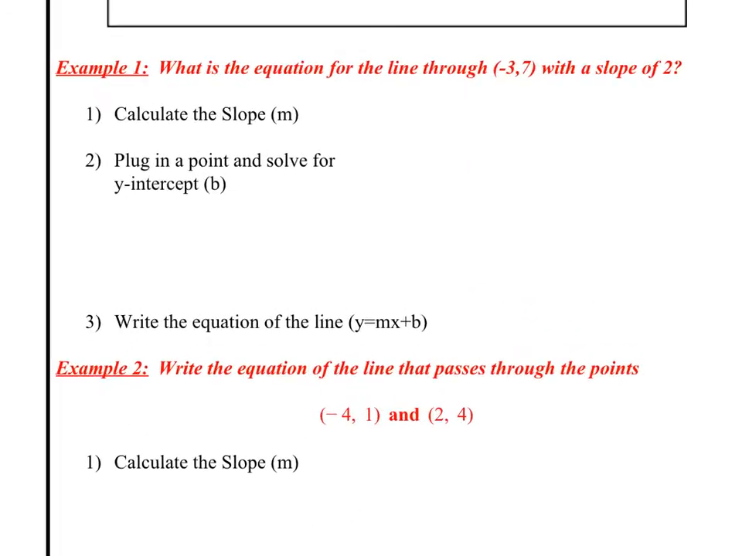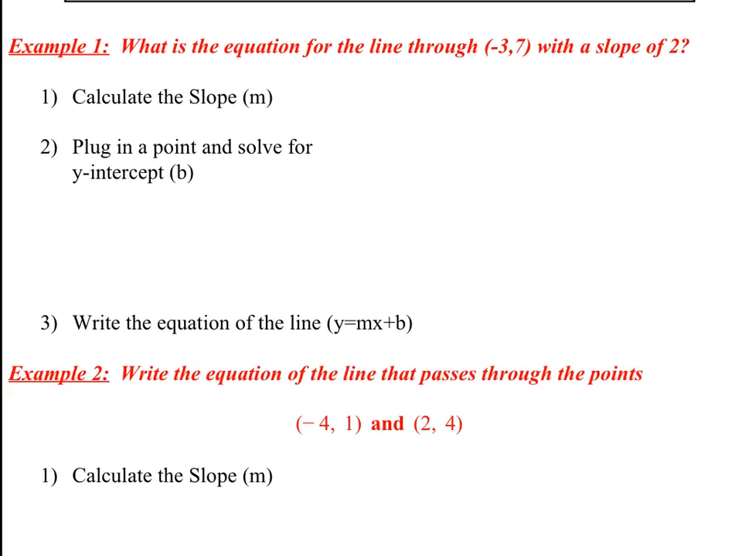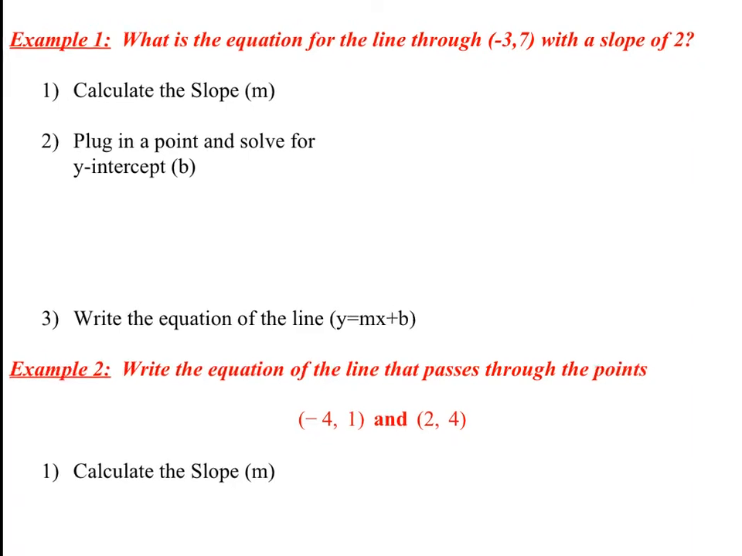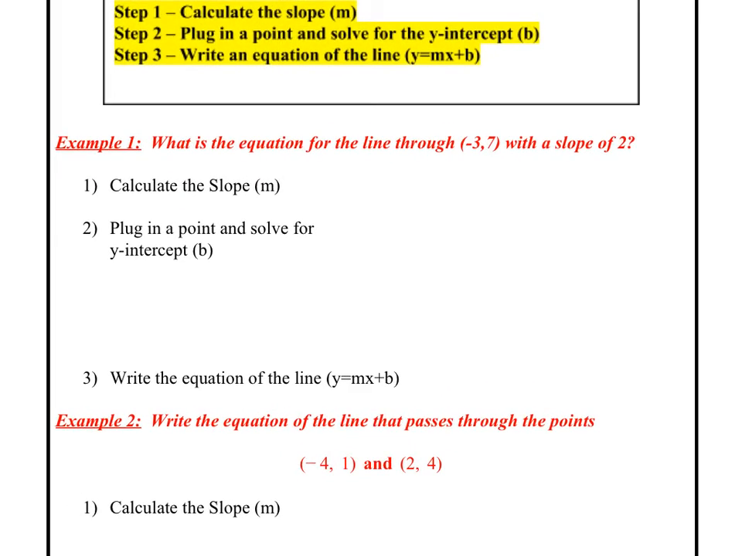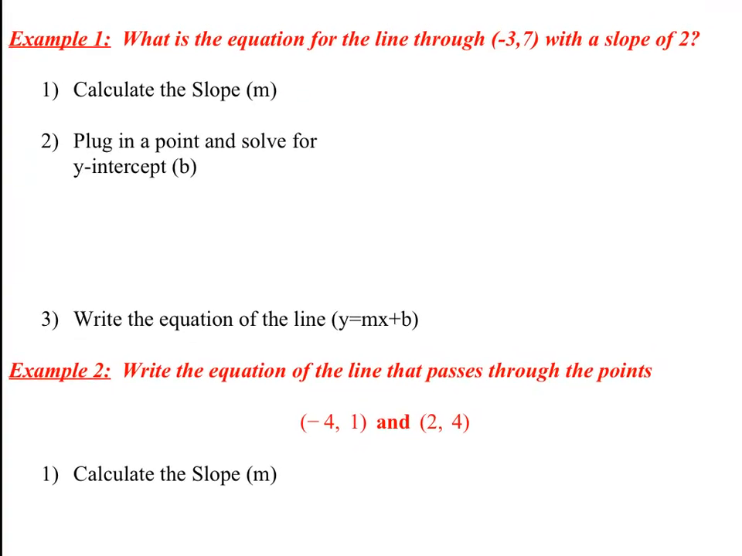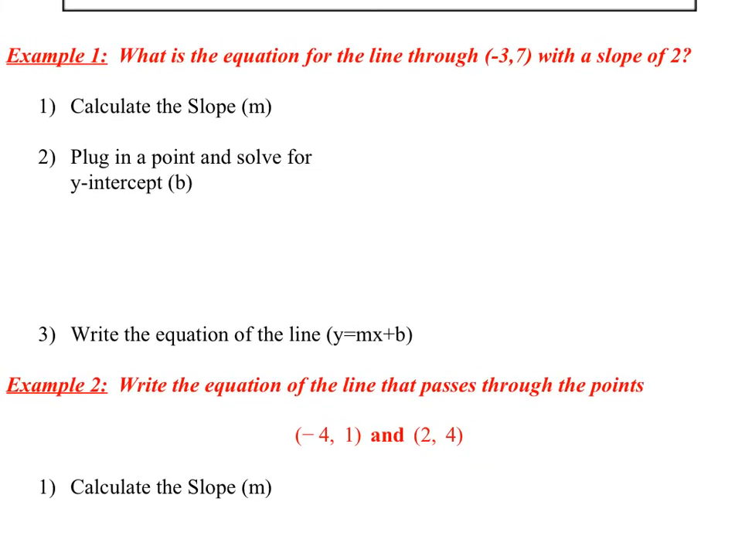Let's go ahead and do example 1. What is the equation for the line through -3, 7 with a slope of 2? The first thing you need to do is calculate the slope, because again, we're trying to get it into this form: y equals mx plus b. Calculate the slope. You were told that the slope is 2, so your m, we know already, is 2.